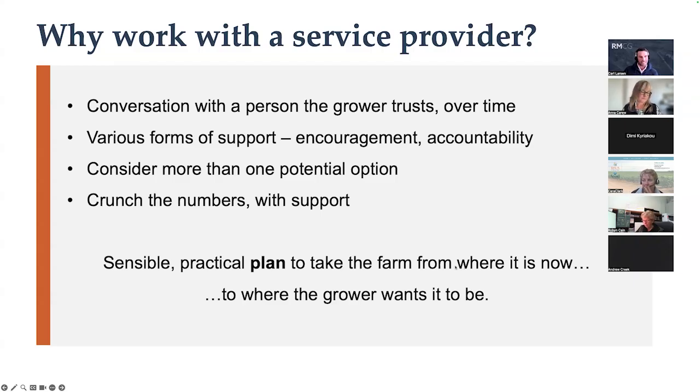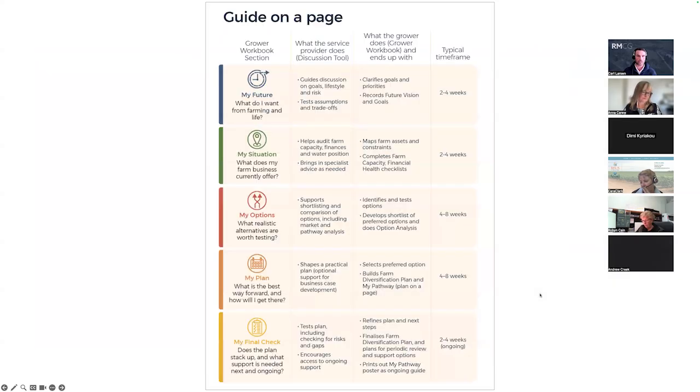You as service providers can help through crunching the numbers, support sensitivity testing along the way, and stress testing some of those ideas and the process too. The aim really being that a practical plan is developed to take the farm from where it is now in its current state to where the grower wants it to be in its potential future state, and its transition along the way, noting that it won't happen overnight. So that's a little snapshot of the purpose and what the diversification guide is.